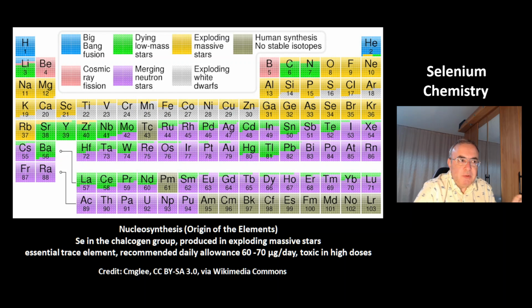This is a picture of the nucleosynthesis of the origin of the chemical elements. Selenium is a member of the chalcogen group here. It is produced in exploding massive stars and is an essential trace element. The recommended daily allowance is about 60 to 70 micrograms per day. And in higher doses, this element selenium is toxic.